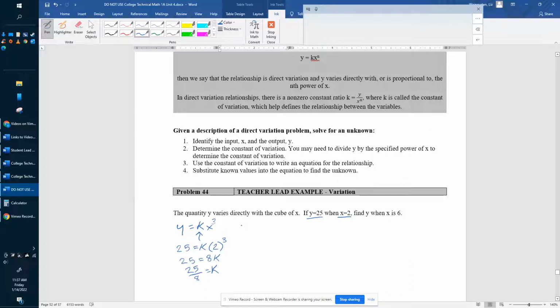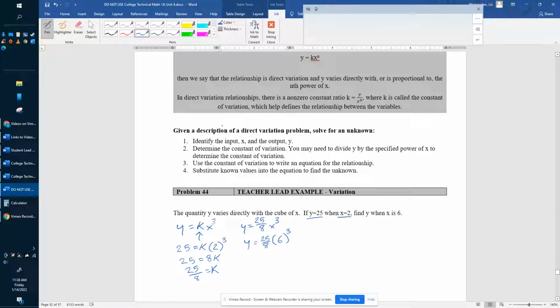Now that we know what k is, we can actually write the actual equation that this relationship goes through: 25 over 8 times x to the third. So that's our equation. Now we have to find y when x is equal to 6. So y equals 25 eighths, because that's what we found out our k is, times 6 cubed.